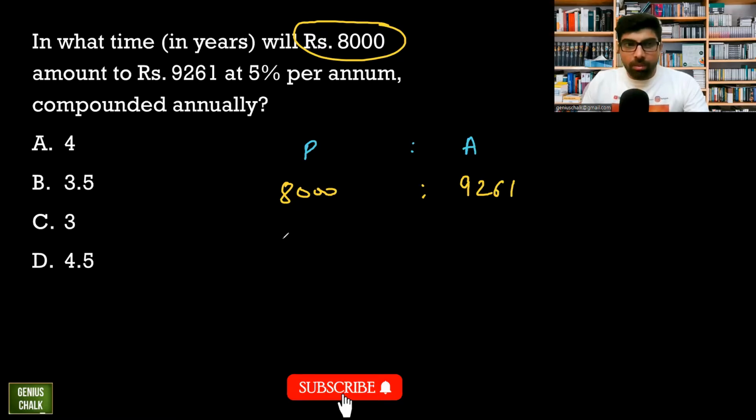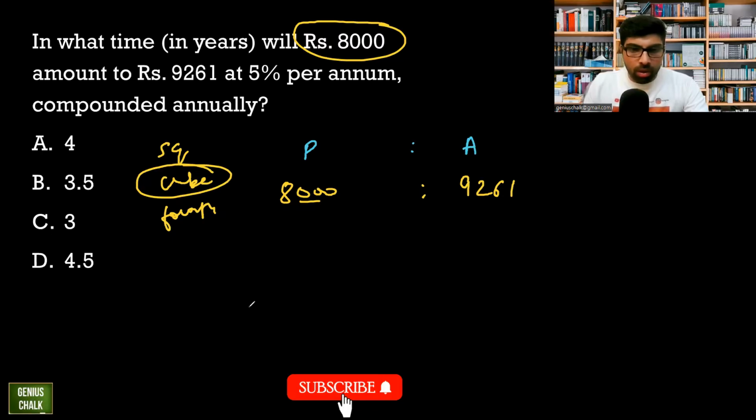Now, whenever time is asked, always remember, cancel them or treat them in such a way that they become a square root or cube root or fourth root of something. Now tell me, are they square of something? 9261, is it a perfect square of something? No. 8,000, no, it is not a perfect square, because for a perfect square there must be two zeros. That means we can check for perfect cube now. And you know that these are perfect cubes.